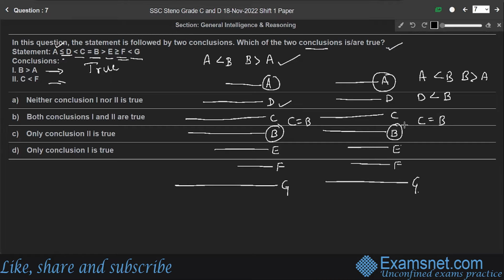And the second one, C less than F. So considering the lines C and F, in the first case, line C is here, F is here, we cannot conclude that C is less than F. C is greater than F. So here it is false. In the second case also, C is greater than F. So the second conclusion is a false one. Therefore, only conclusion 1 follows, right? Option D is the right answer.